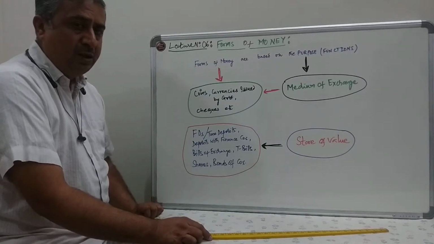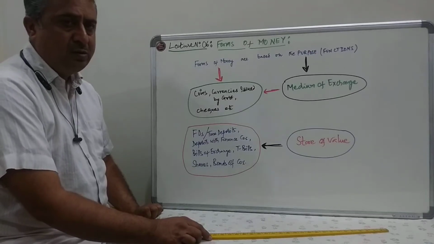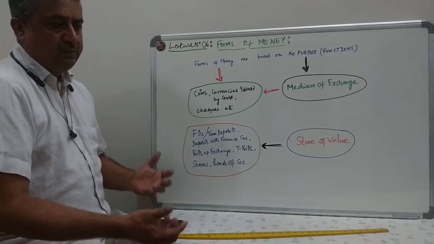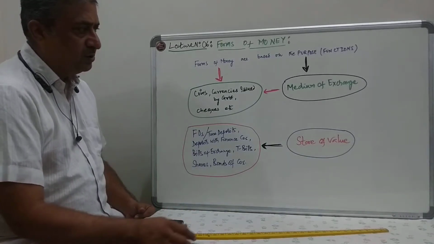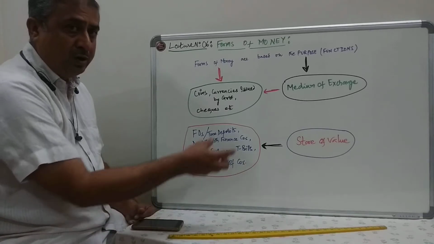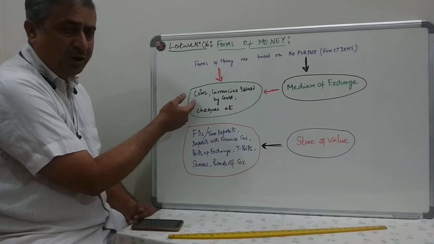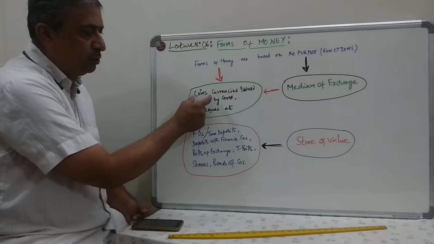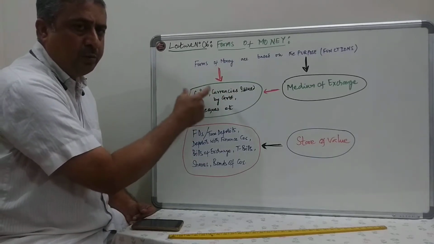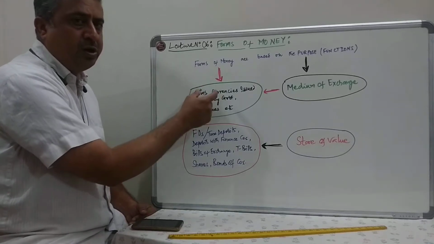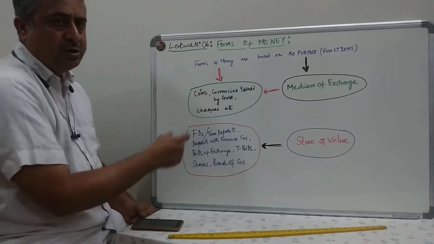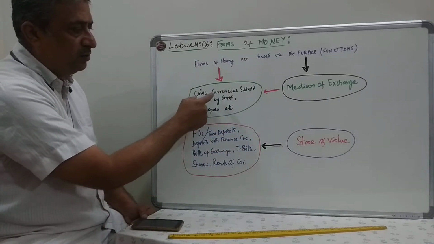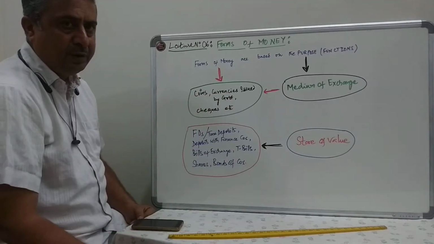Now what are the forms of money based on medium of exchange? What is money? It's a medium of exchange which is used to exchange goods and services. How are you going to exchange goods and services? Based on that, what are its forms? One, coins and currencies issued by government. Predominantly the majority component of the different types of money is coins and currencies issued by government.